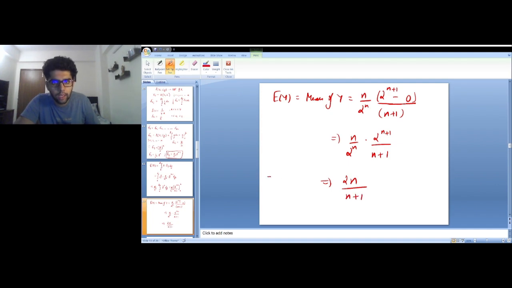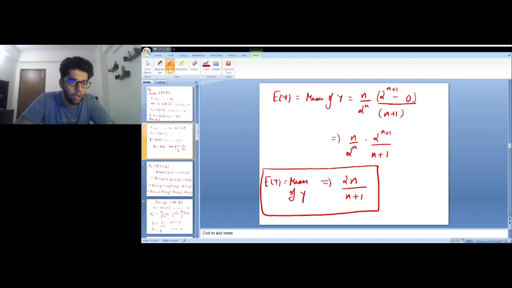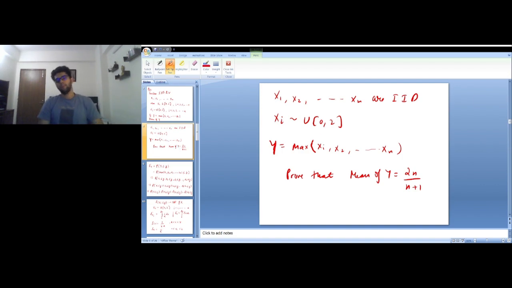So my E of y, or my mean of y, is equal to 2n upon n plus 1. This 2 to the power n plus 1 gets cancelled against 2 to the power n, and I'm left with 2 only in the numerator, and I also had n in the numerator along with the denominator n plus 1. So finally my mean of y comes out to be 2n upon n plus 1. Let me just check if what we've proved is right. Prove that the mean of y is equal to 2n upon n plus 1.